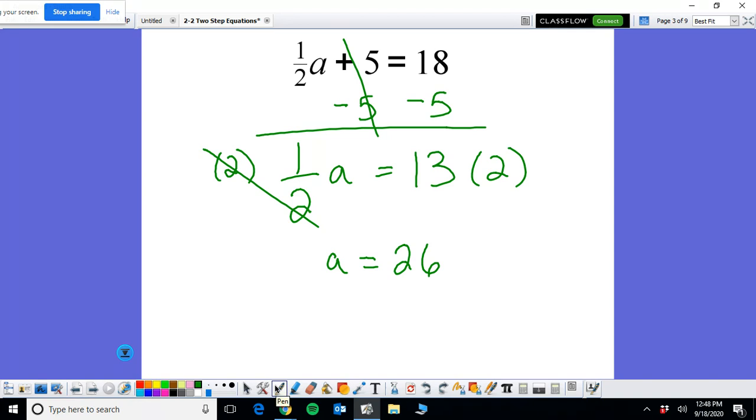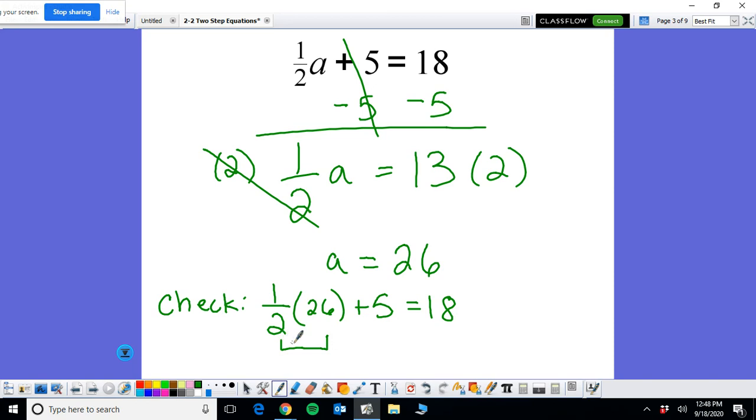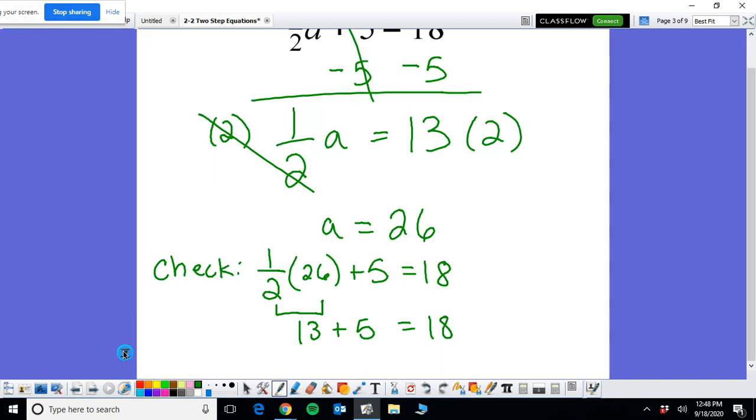Now, if I want to check my work, quick check here. 1 half times 26 plus 5 equals 18. Let's take a look. 1 half times 26, I can tell you the answer to that. That's 13. 13 plus 5, maybe I'll show my work. I should really show my work on that. So 1 half times 26 is 13. 13 plus 5 is definitely 18. And I'm a little out of space. Let me scroll down. 18 equals 18.